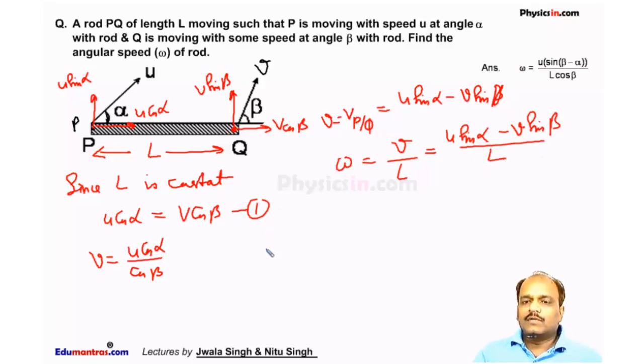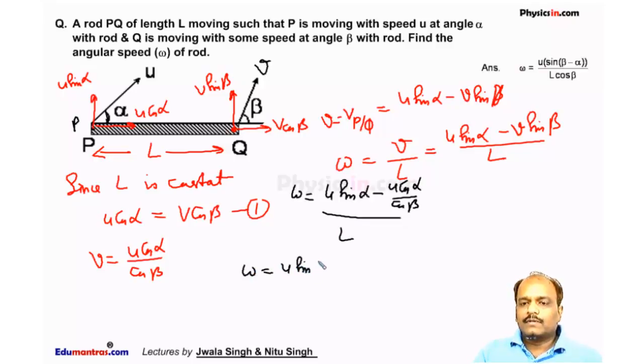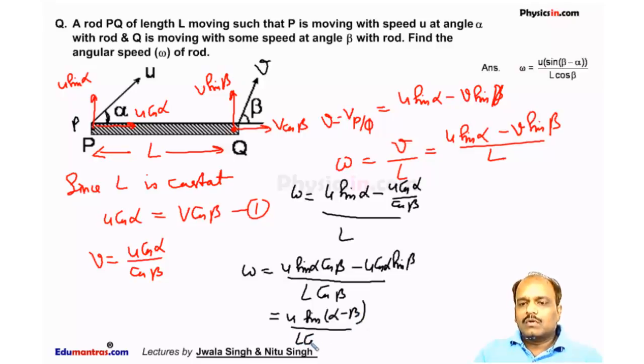Or in general we can say omega is equal to u sin alpha minus v, where v means u cos alpha divided by cos beta, whole divided by L. So omega is equal to u sin alpha cos beta minus u cos alpha sin beta divided by L into cos beta, or this is equal to u sin alpha minus beta divided by L cos beta.